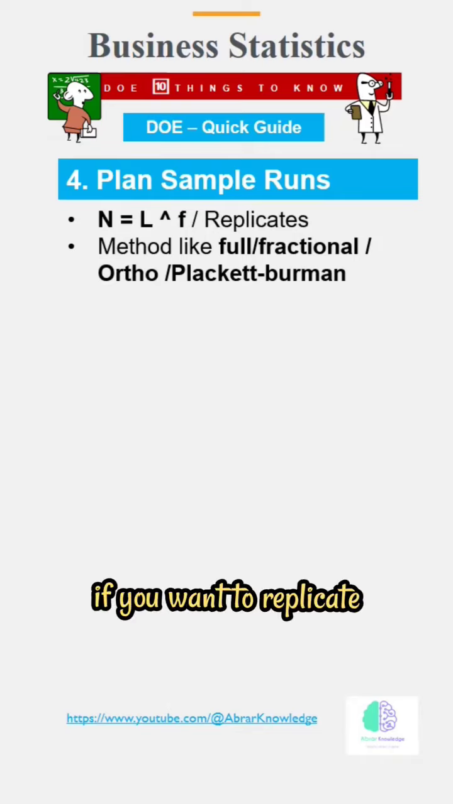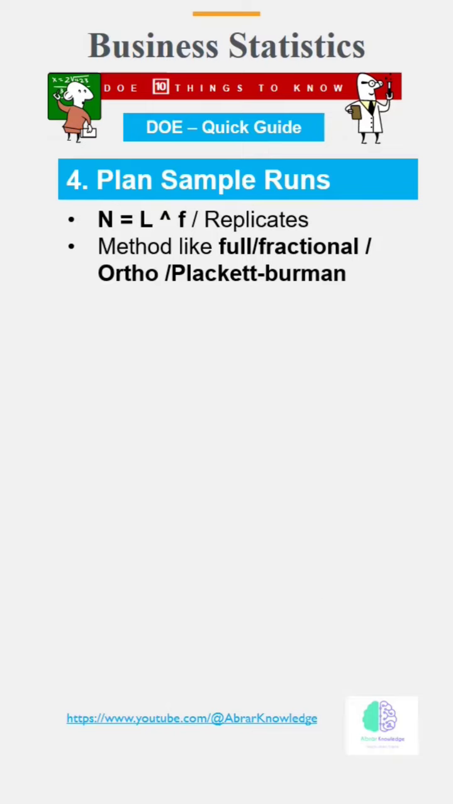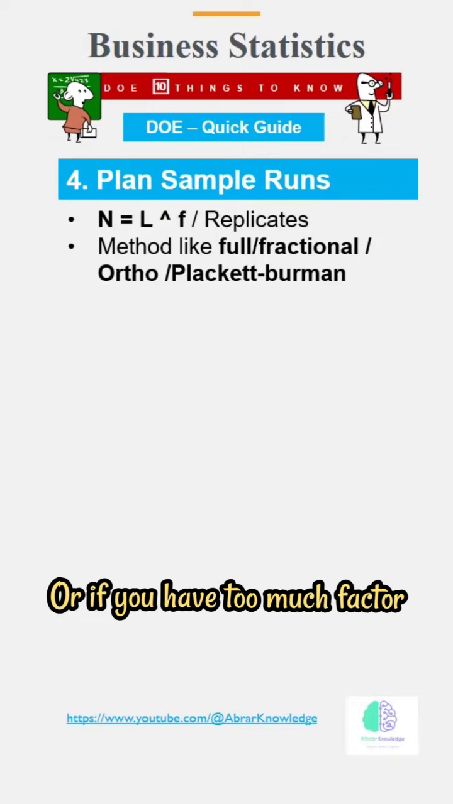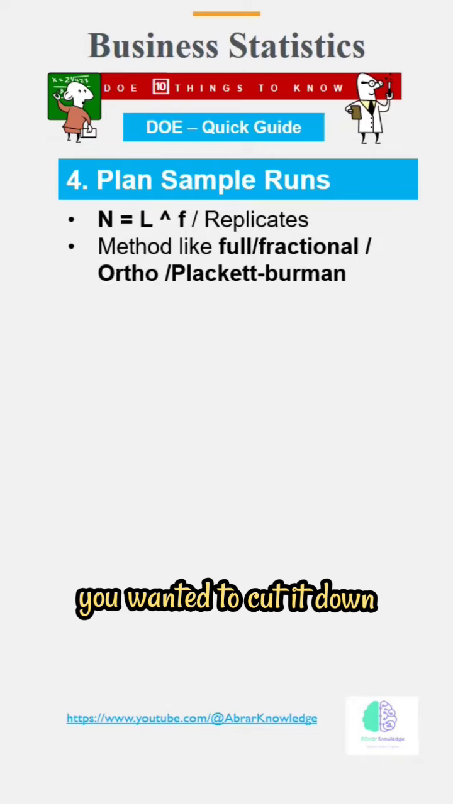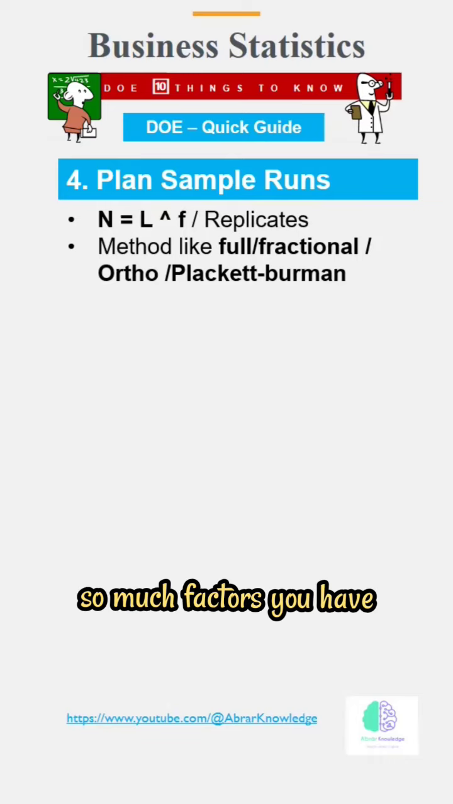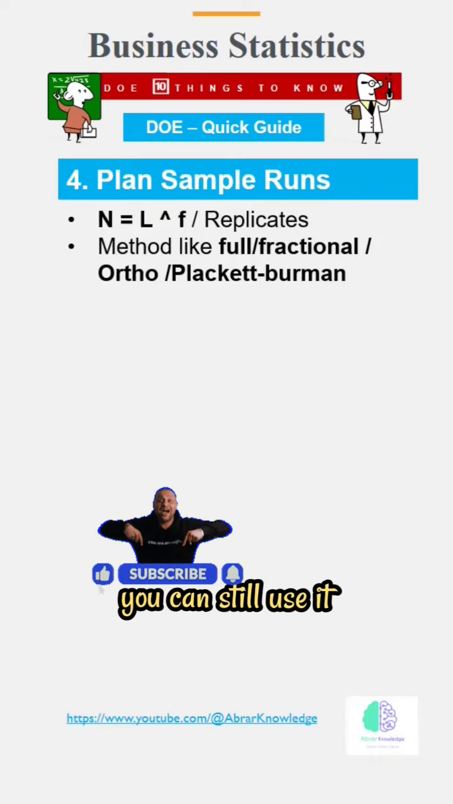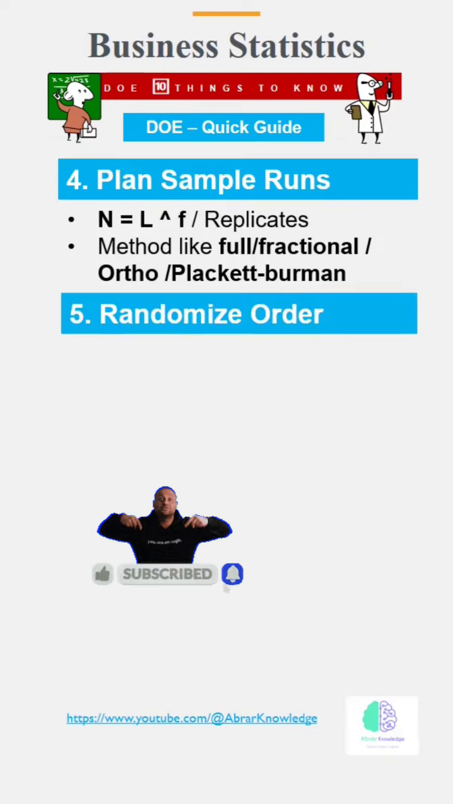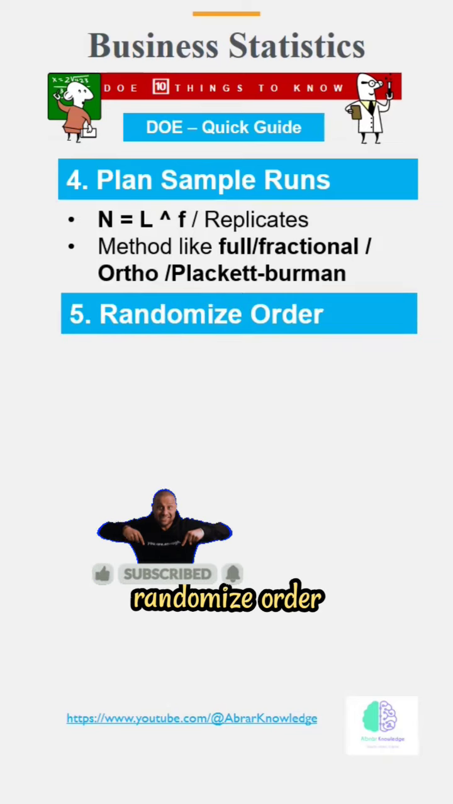And similarly, if you want to repeat the same thing, you can do that. Replicates is always a good idea, right? Or if you have too many factors, you wanted to cut it down through fractional, or you wanted to use orthogonal design, or if you have so many factors you wanted to use the Plackett-Burman method, you can still use it. Fifth factor is randomize order.